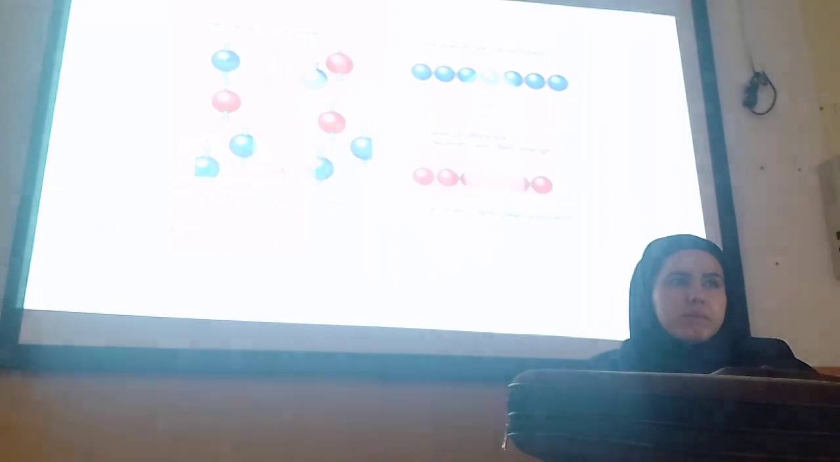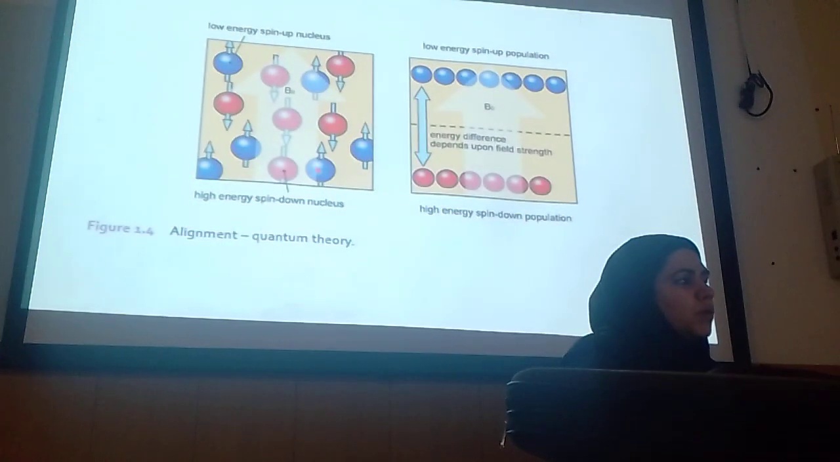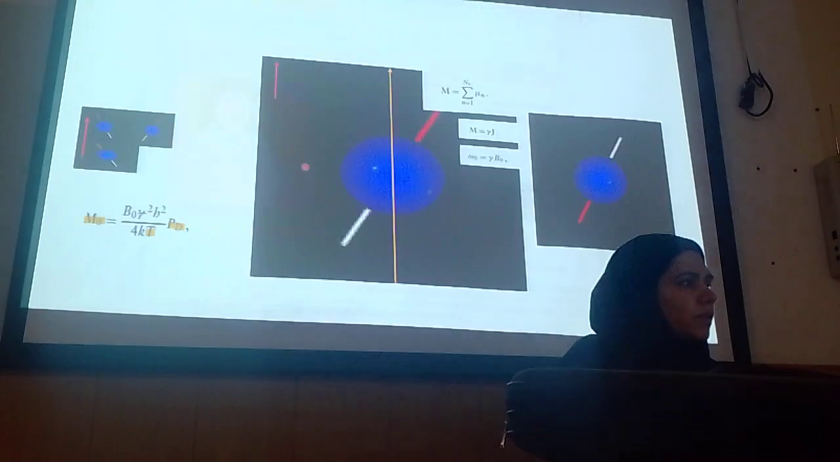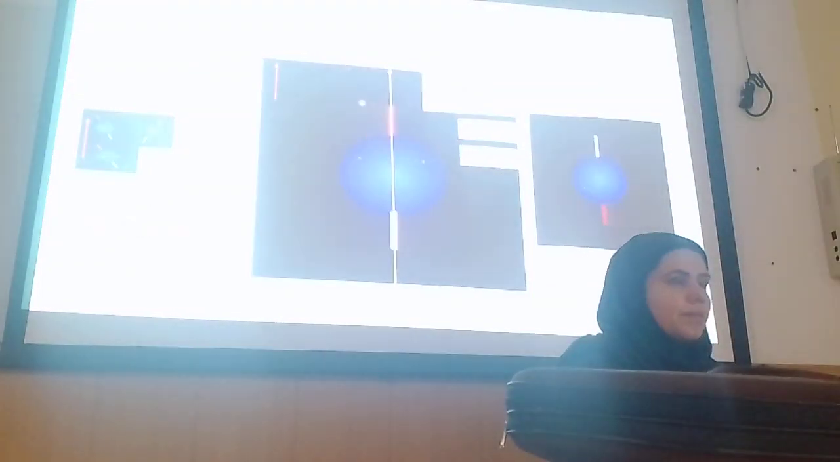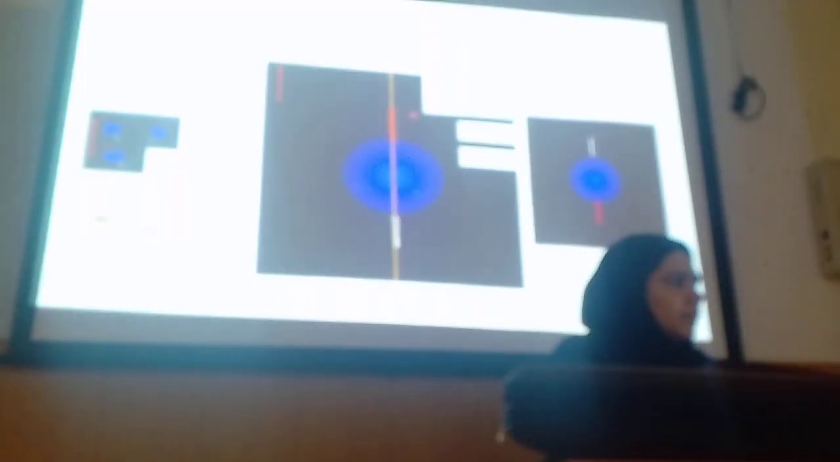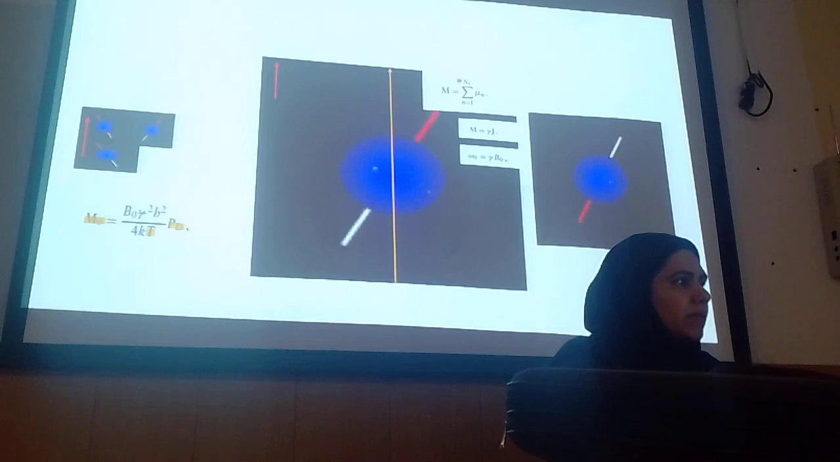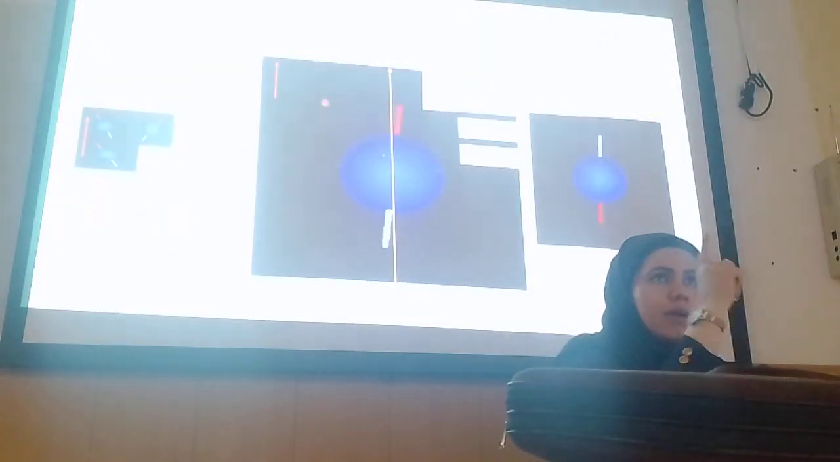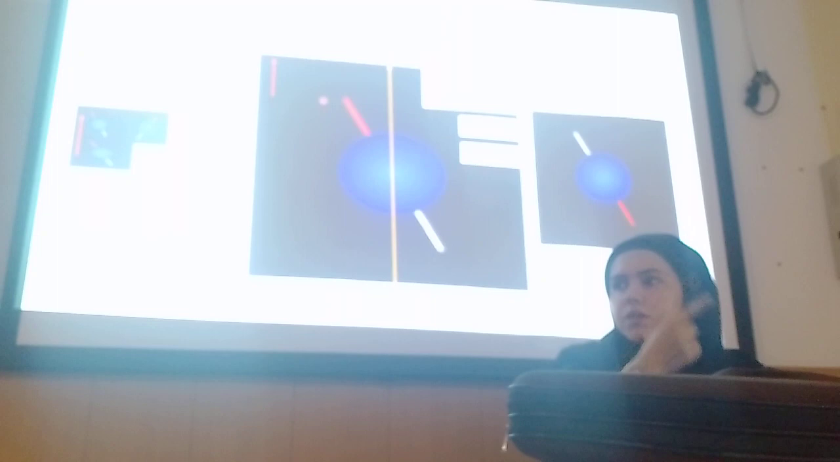It is not like the situation shown in this picture, completely aligned or completely opposed to B0. No, it's not the fact. It's a simple picture. The fact is that each nucleus or each moment is precessing about B0, like this. It's a 360 circulation, a circular motion around B0.